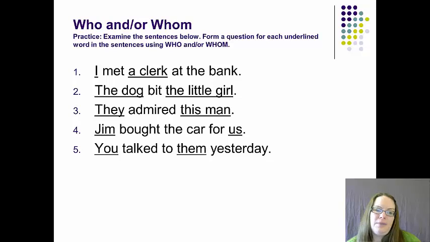Okay. How about in the second one, the dog bit the little girl? We can either ask about the dog, we could say, what bit the little girl? Or we can ask about the little girl, whom did the dog bite? Okay. So as we're trying to decide whether we use who or whom, it has to do with whether we are questioning about the subject or about the object. Okay. Go ahead and try to figure out how to ask questions about the rest of the sentences.